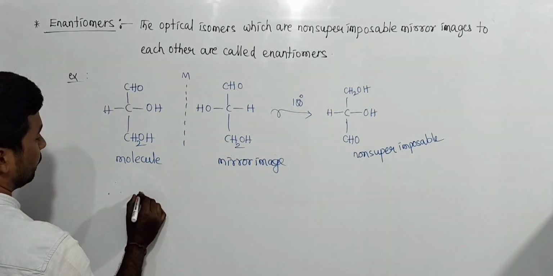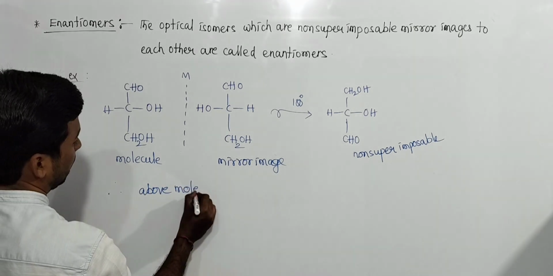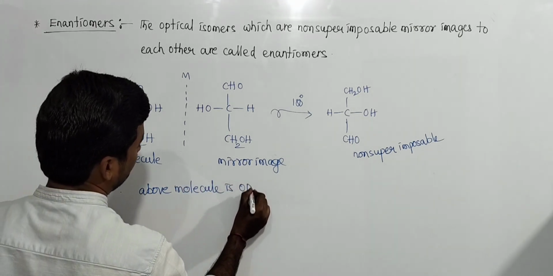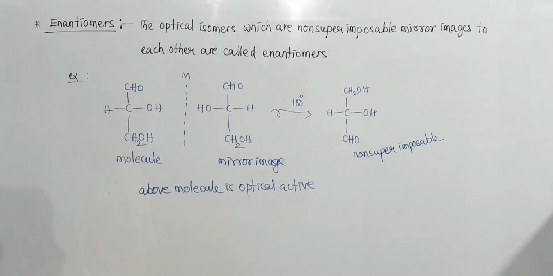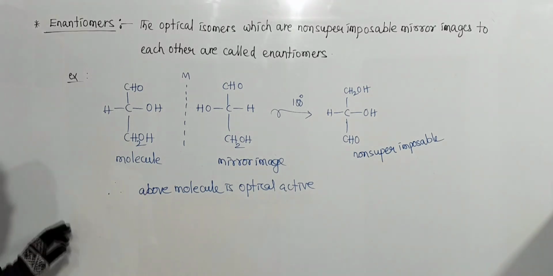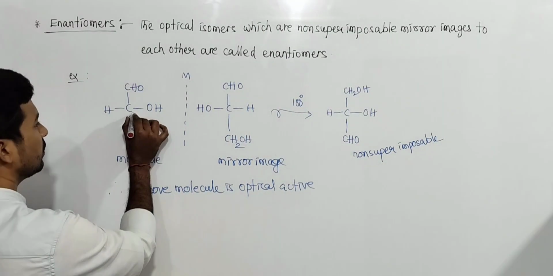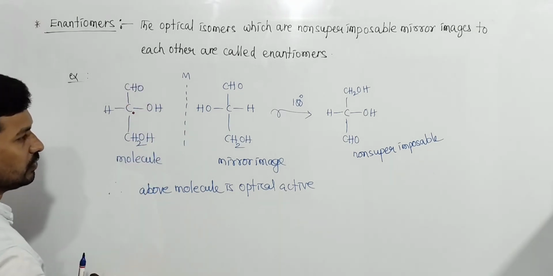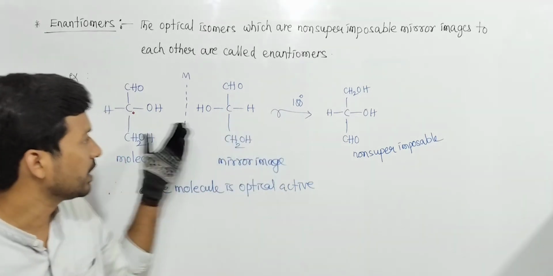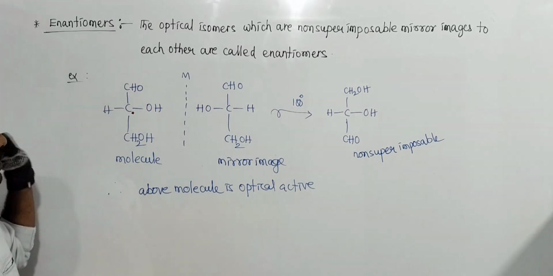Therefore, the above molecule is optically active. Next, what are enantiomers? Optical isomers which are non-superimposable mirror images. Why is it optically active? It has a chiral carbon with H, OH, CHO, CH2OH, four different groups, so chiral. So it is optically active, and its mirror image is non-superimposable. The second criterion is also okay, it does not contain any symmetry. The third criterion is okay. That's why this is optically active.